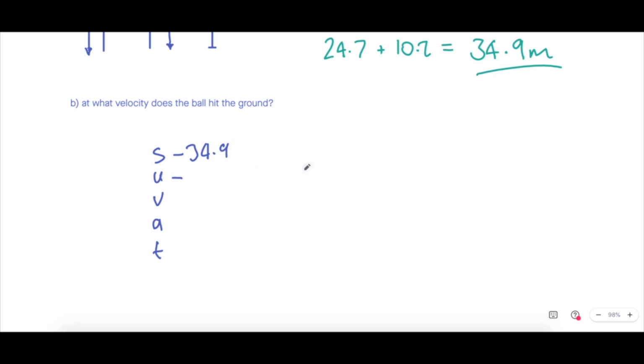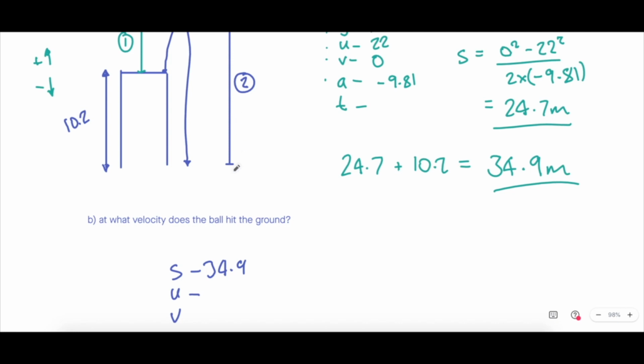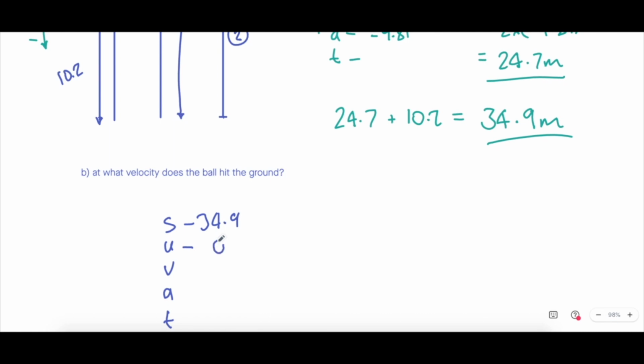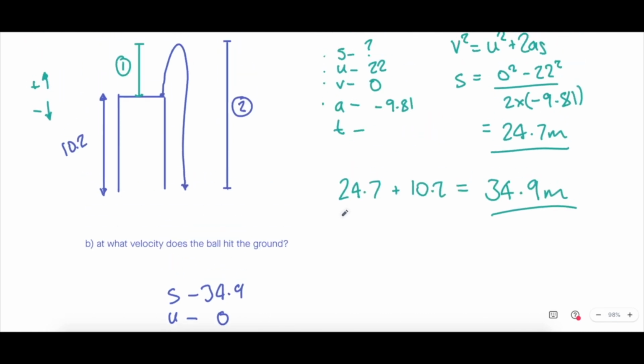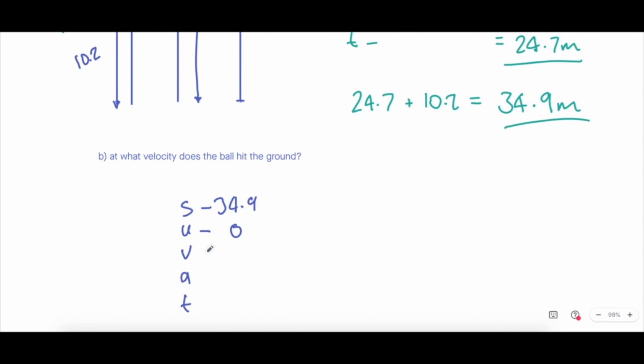Our U, so we're just looking at the second part of the jump now. The second part of the motion of the ball is from the top to the ground. So the initial velocity during that motion is 0. Right at the top of its jump, it's at 0 meters per second. The final velocity is what we're trying to work out. The acceleration we're going to take as 9.81. Because we're taking this as plus 9.81, we're taking the downward direction as positive in this calculation.